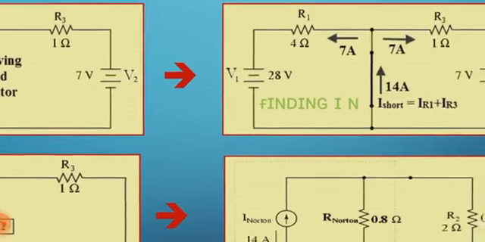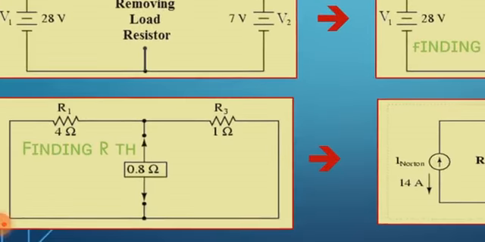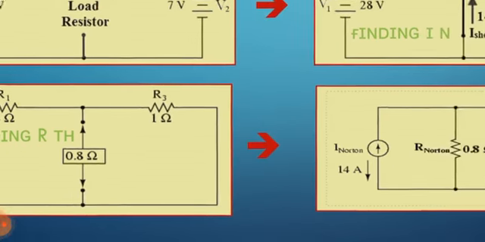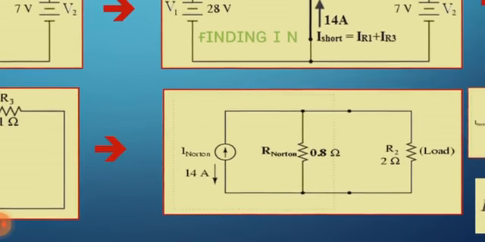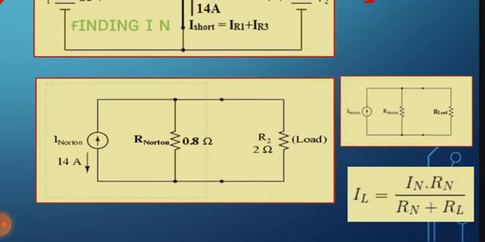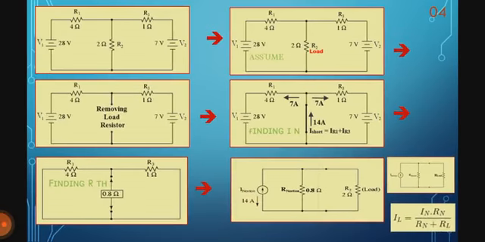So now voltage sources are removed. Now here R1 4 ohms and R3 1 ohm are parallel to each other. So by using the parallel formula, we are getting Rn Norton's resistance is 0.8 ohms, that is 4 by 5 equal to 0.8. So finally we are getting IN and Rn, and our assumed RL is equal to 2 ohm. And by using this formula, IL is equal to IN times Rn by Rn plus RL, we can find load current. This is a theoretical approach to find the load current.